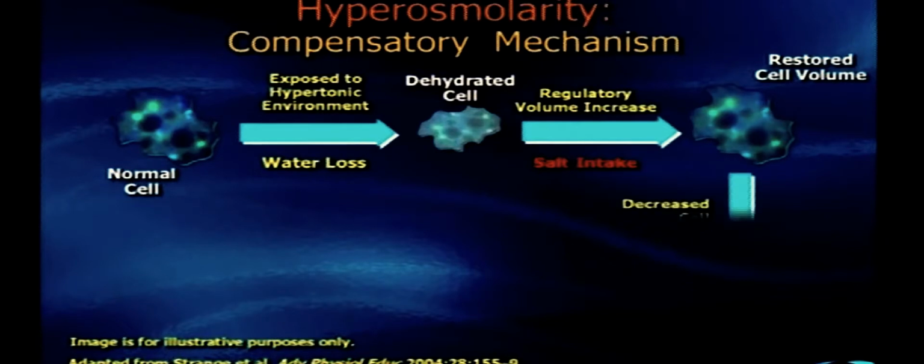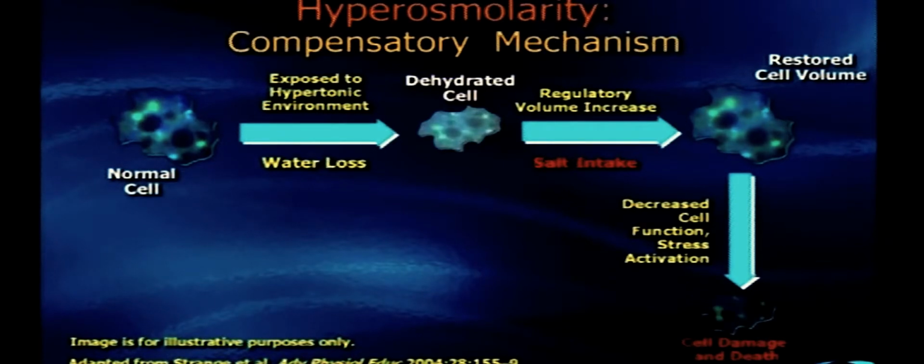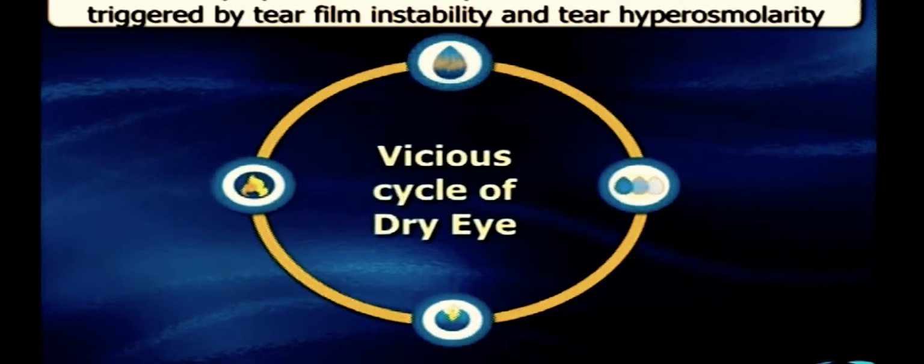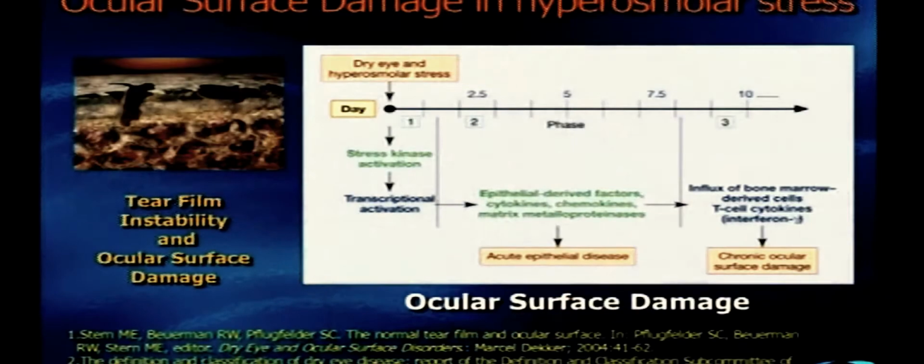But what also happens is that it brings in too much of sodium, potassium, magnesium, and all these electrolytes, and this causes a decrease in cell function because there's now hypernatremia and hyperkalemia within the cell, and that produces cell damage and apoptosis. So this is the vicious cycle that is there now, and I've just taken the major parts of this, wherein tear hyperosmolarity here is what adds to this whole process, leading to apoptosis of the ocular surface.